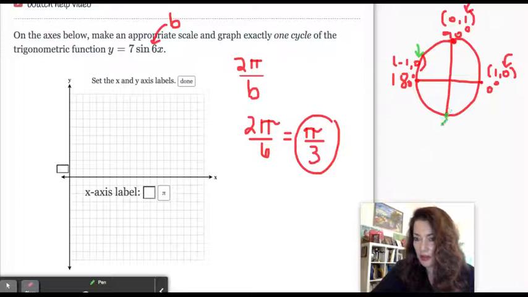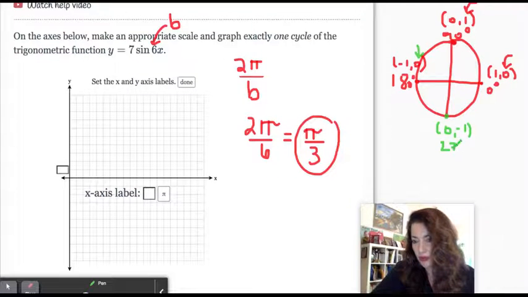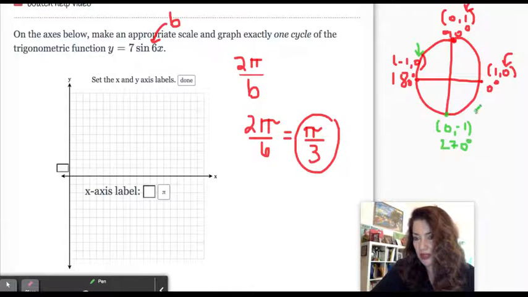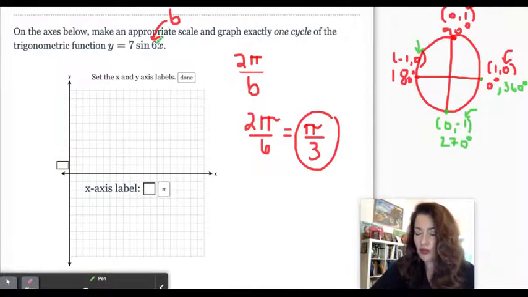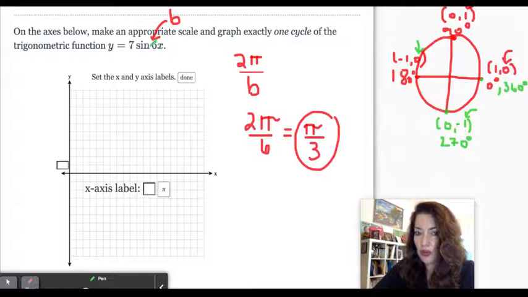And on the bottom here, we have 0 comma negative 1, and that is 270 degrees, or 3 pi over 2. And our sine over here is negative 1. And then we complete the cycle once we get to 360 degrees. And then the whole thing starts again. Well, this b value changes the frequency. So because our cycle is 2 pi, we're going to divide that by 6 and so we're going to get pi over 3.